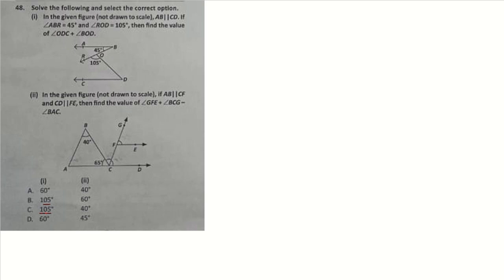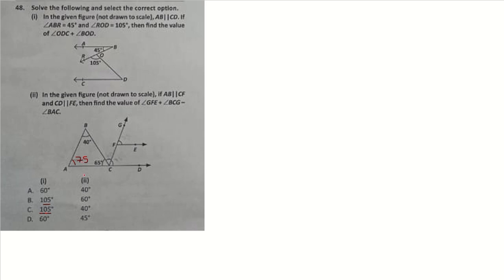In the given figure, if AB is parallel to CF and CD is parallel to FE, find the value of GFE plus BCG minus BSC. So this plus this minus this. Now we can find this BAC using the triangle sum property simply. 180 minus 40 minus 65. 180 minus 40 is 140, and 140 minus 65 is 75. So this is 75.